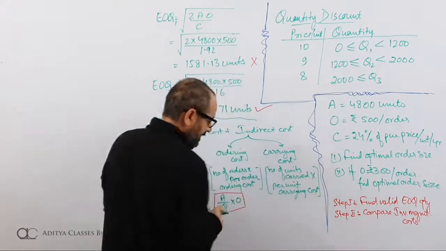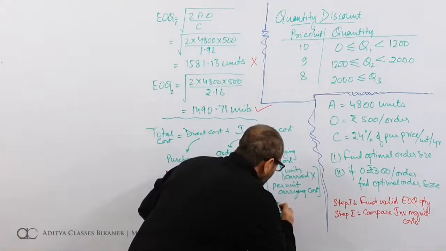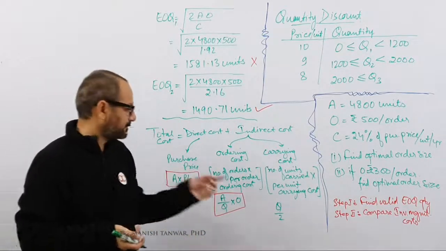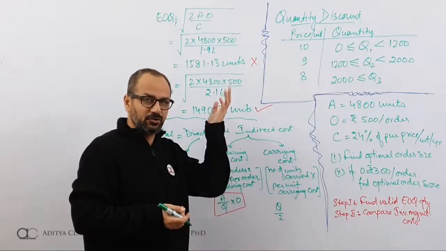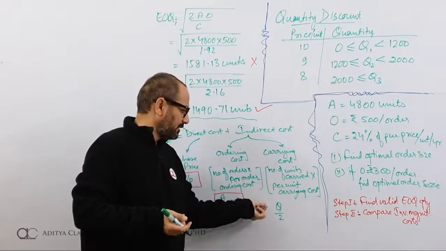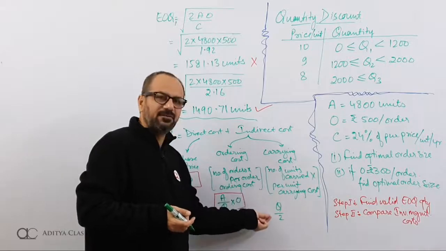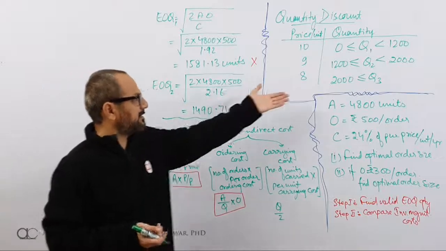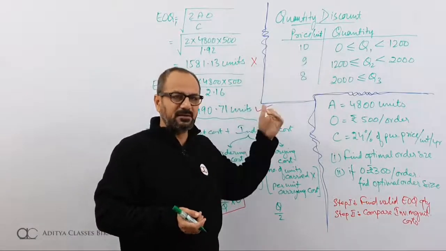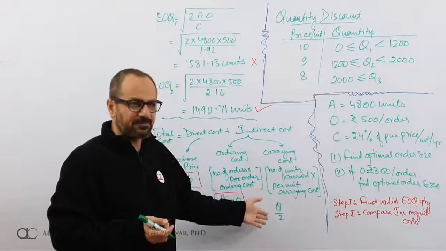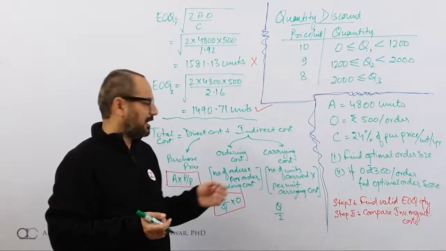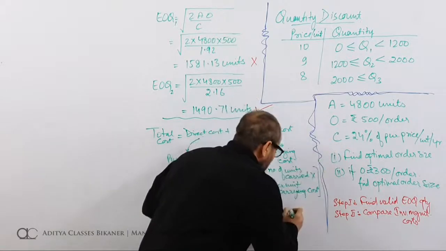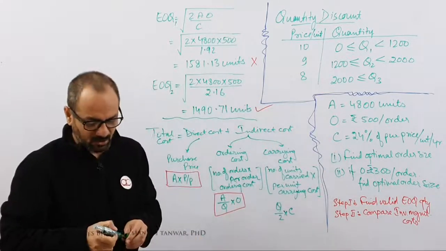How many units do I carry? I carry half of my order size. This we have checked in previous lectures when we derived EOQ. We saw that the number of units carried is half of the order size. If you are ordering EOQ, then it will be half of EOQ. If you are ordering something else like 2000 or 1200, it will be half of 2000 or 1200. So it is half of the order size multiplied by the carrying cost, which is C. So these are the three costs.